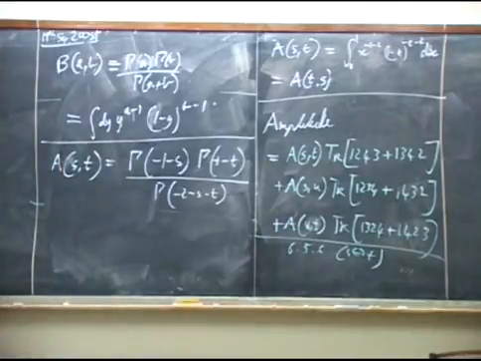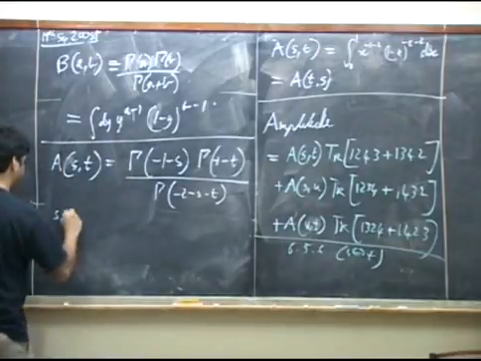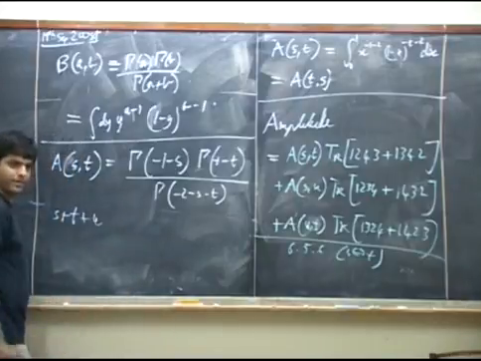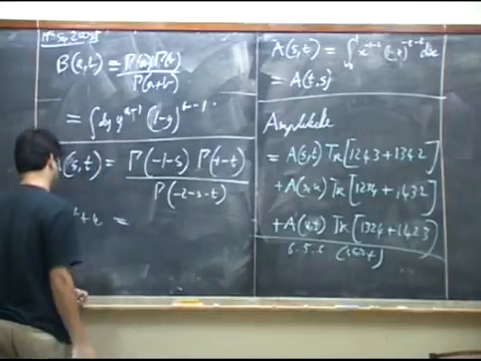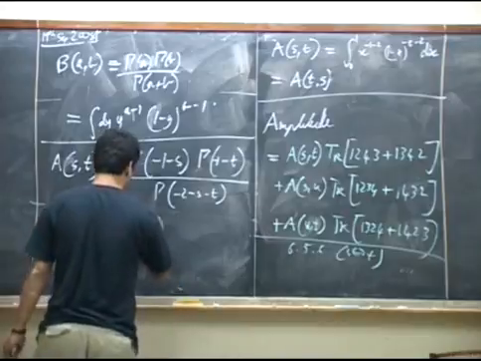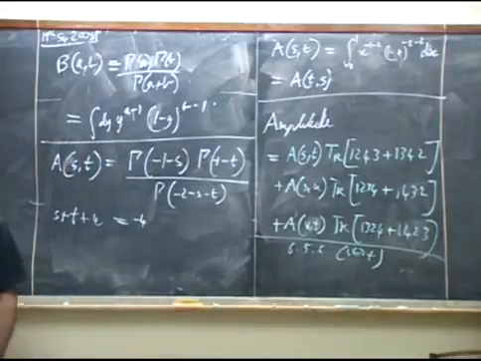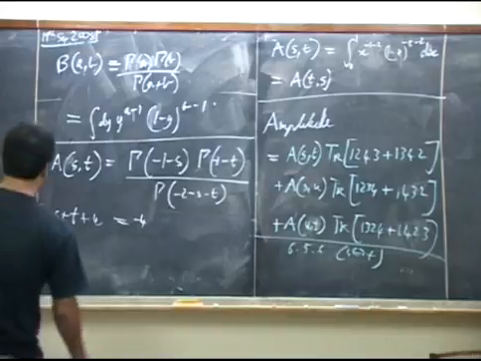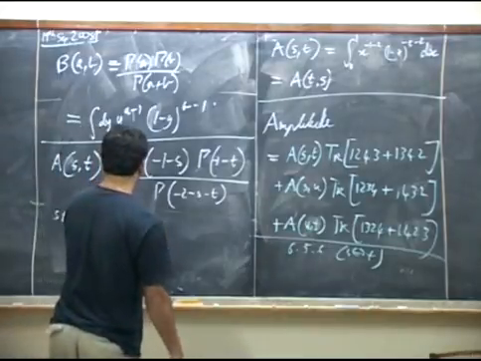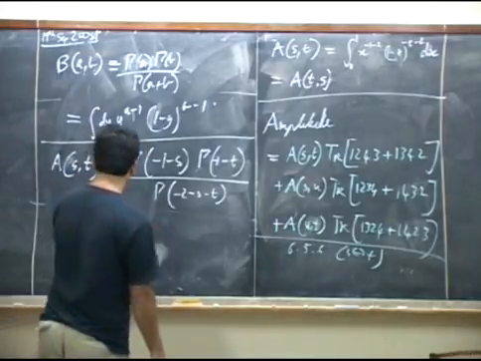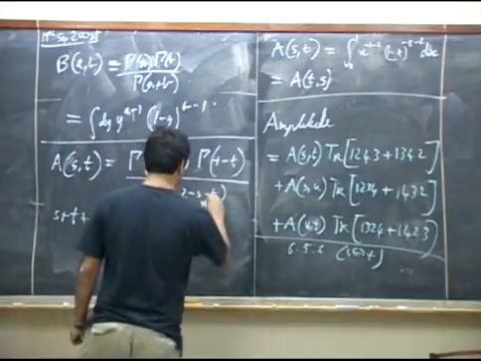Now remember that s plus t plus u was equal to minus 4. So this minus s minus t minus 2 can equally be written as u plus 2.